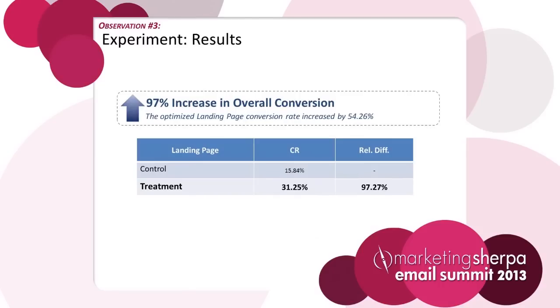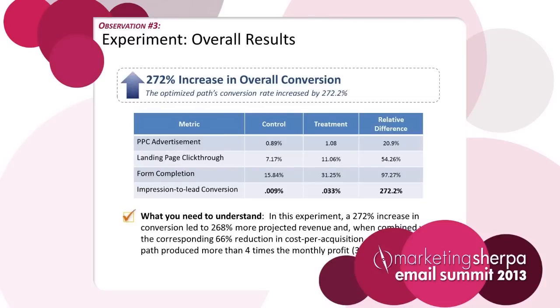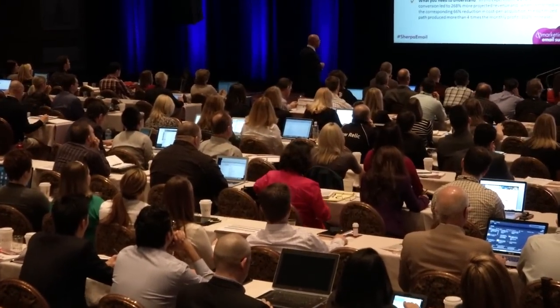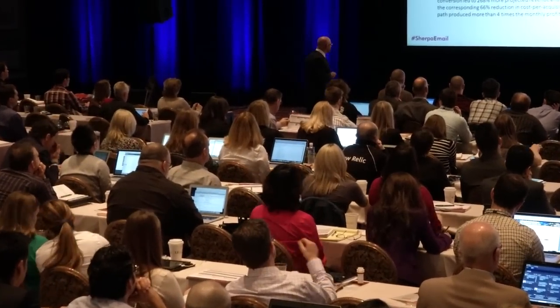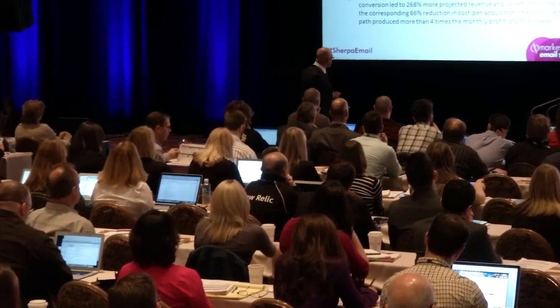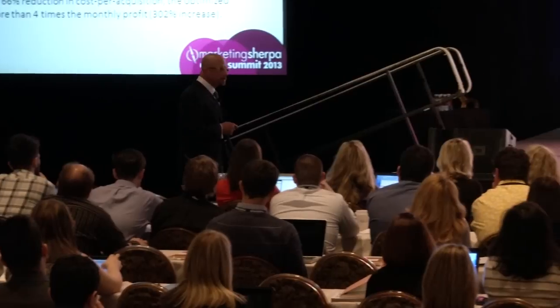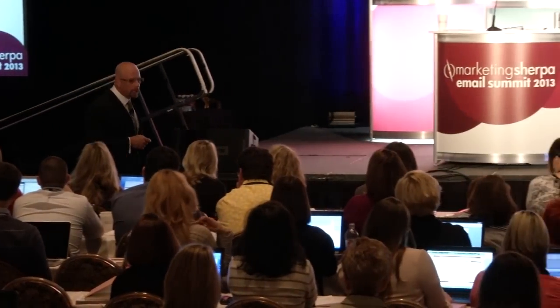Now let's do the conversion math. We have 21% going against 54%, going against what you see behind me, another 97%. What does that actually equal to? A 272% increase in overall conversion. Which also leads to, if you look at the fine print, 268% more in revenue and a 66% reduction in cost per acquisition, so that the optimized path produces 4 times the monthly profit, a 302% increase in profit.